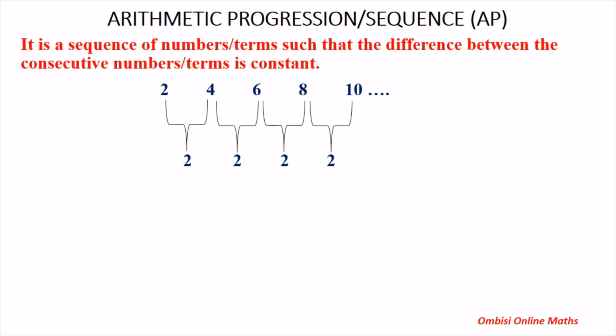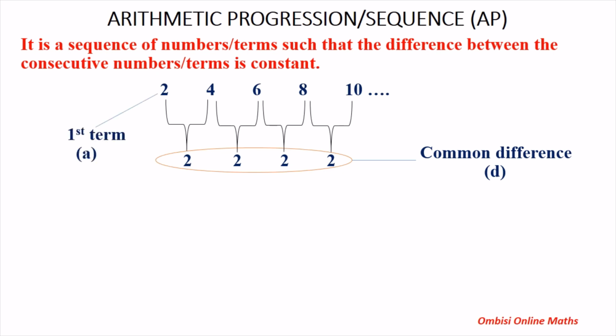So you can see that we are having a difference of 2, 2, 2. So these 2, 2, 2 and 2 are the common difference. That is, the difference between the first and the second term is what we call the common difference, abbreviated as D. Now, in this sequence of ours, we can see that 2, which is the first term, is also abbreviated as A. So we're going to abbreviate the first term as A and the common difference as D.